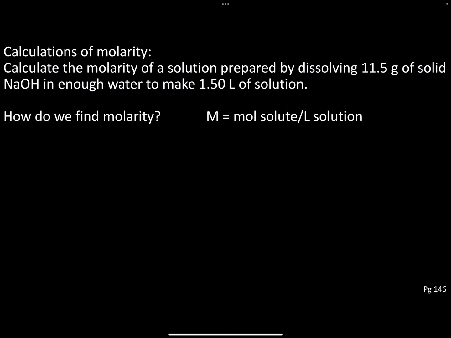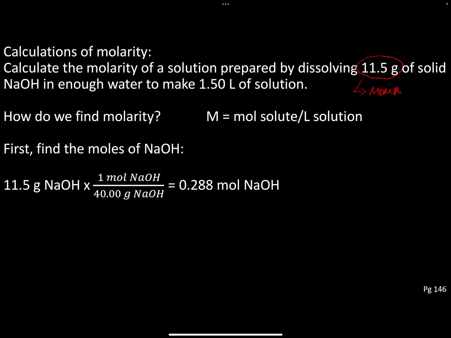So remember, molarity is moles per liter. Right now we have grams of sodium hydroxide, but we need moles. Well, we are well versed in finding moles from masses, and we can use the molar mass to find the number of moles. First we find the moles of sodium hydroxide. We use the molar mass, 40 grams of sodium hydroxide per 1 mole, and that tells us that we have 0.288 moles of sodium hydroxide.